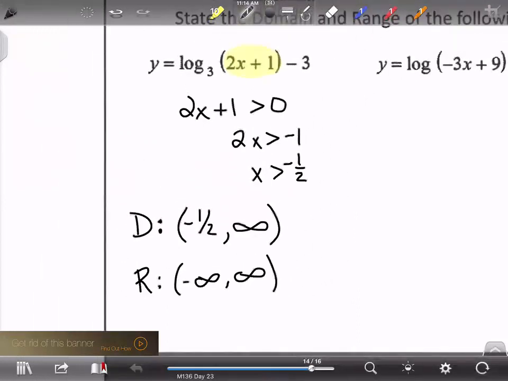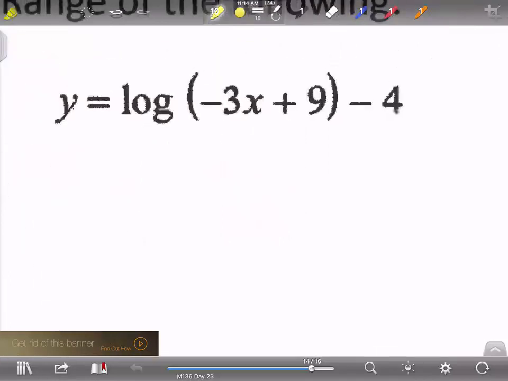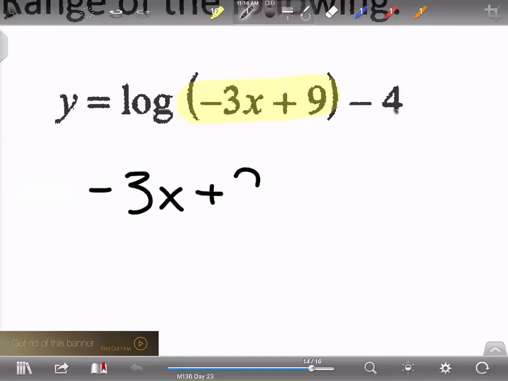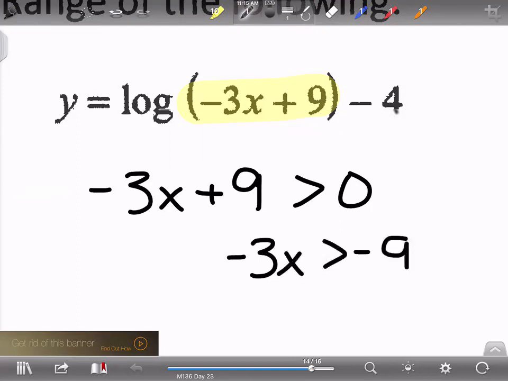Questions on this one? All right, the one in the middle, again, we only care about this region in parentheses. The -4 out at the end does nothing for us. So we want -3x plus 9 to be greater than 0. We want whatever's in those parentheses to be positive. In order to solve for x, we're going to subtract 9 from both sides. -3x is greater than -9 now.